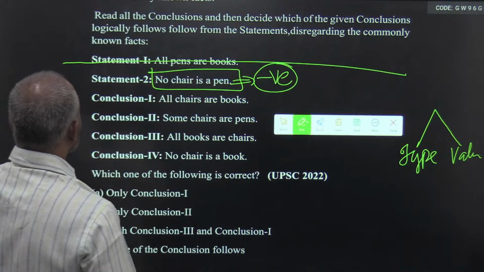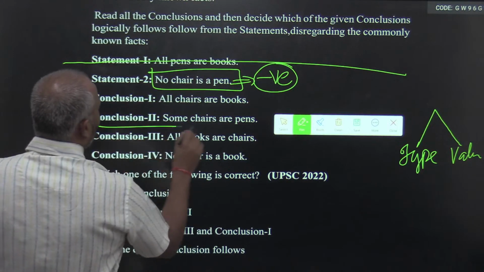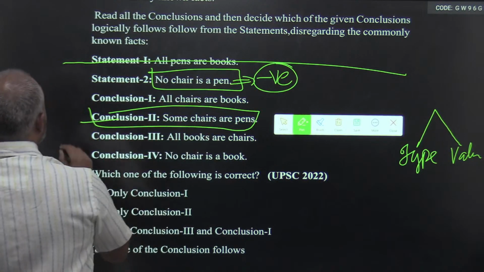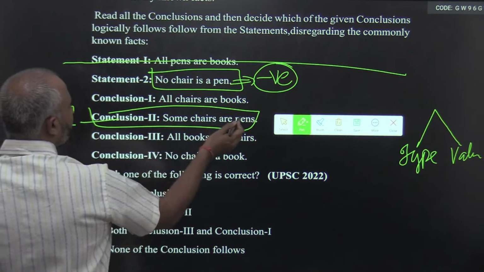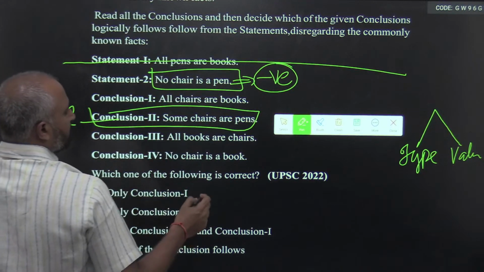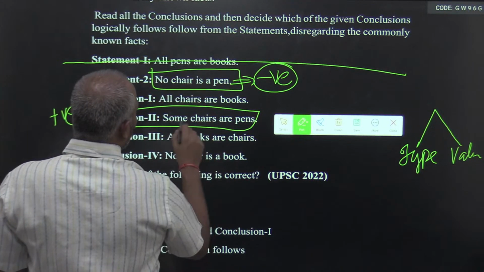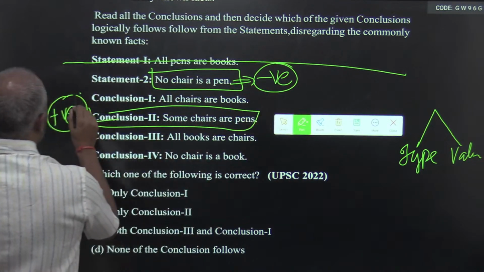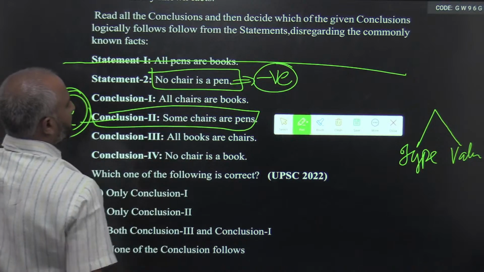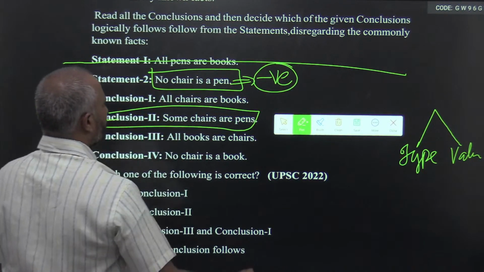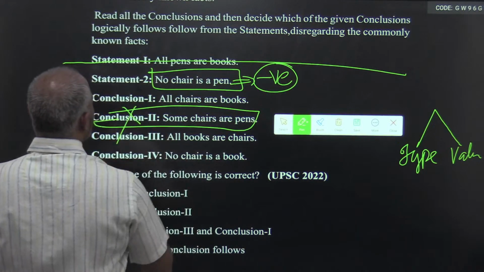Now you see conclusion 2, what is it telling? Some chairs are pens. So what kind of statement is this? This is a positive statement. Do you see any negative here? Some chairs are pens. So you don't see any negative, that means this is a positive statement. Can you draw a positive conclusion from a negative statement? No. That is why conclusion 2 is invalid.